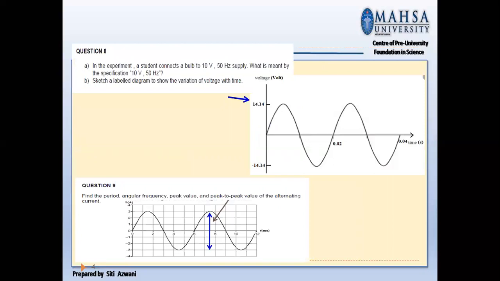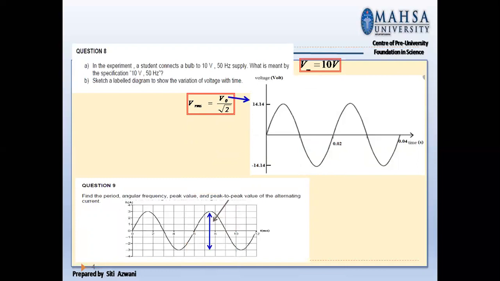Let's go to the next question. Question 8, question 9. Okay, question A, you are given the 10 volt AC supply, and the frequency of your AC supply is 50 hertz. From these values, you need to calculate the value of your V naught because you want to sketch the graph of voltage against time.